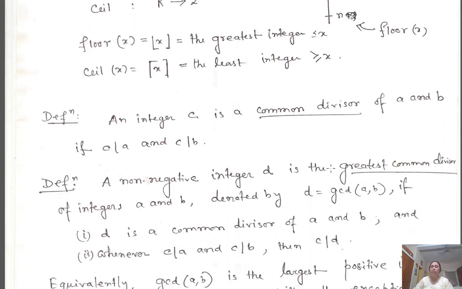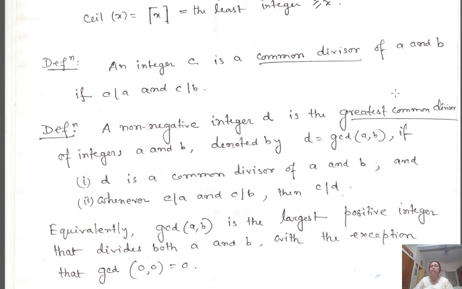Common divisor and greatest common divisor. Essentially, this greatest common divisor plays an important role in designing certain cryptosystems. Okay. So common divisor, you know, c is a common divisor means c divides a as well as c divides b, and greatest common divisor is the greatest value. If d is the greatest common divisor of a and b, then d divides a and d divides b. And if you take any other common divisor c that divides a and b, then c must divide d.